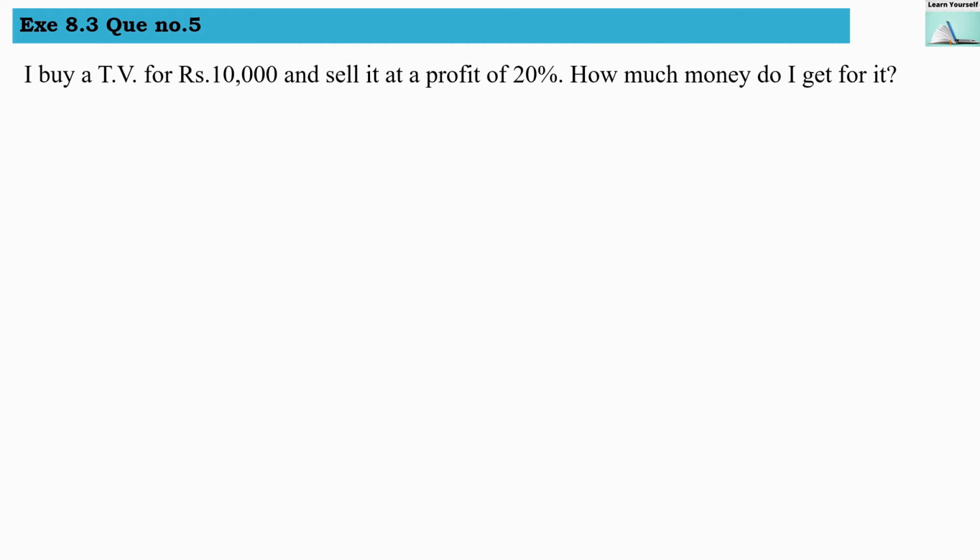Exercise 8.3, question number 5. I buy a TV for rupees 10,000 and sell it at a profit of 20%. How much money do I get for it? Here they have not given us the amount, they have given us the percentage. From the percentage we have to find out the amount. So cost price here is 10,000 and profit percentage is 20%.